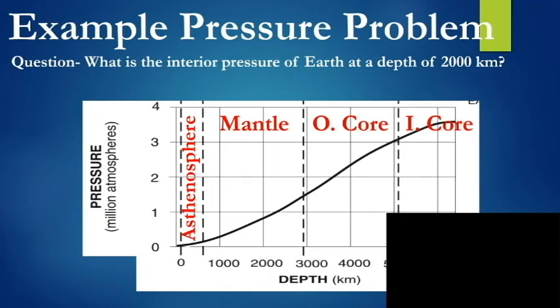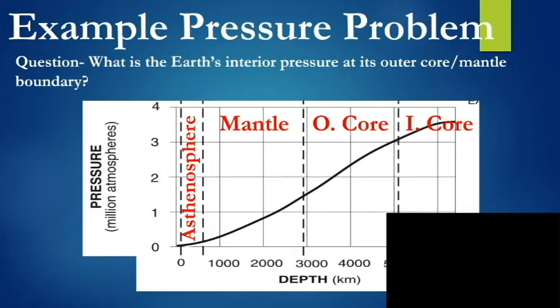So what is the interior pressure at 2,000? Well, you start at 2,000, you come up to the line, you go to the left, and you have to estimate. It's about 0.8 million atmospheres. Remember, it's million atmospheres, not just 0.8.